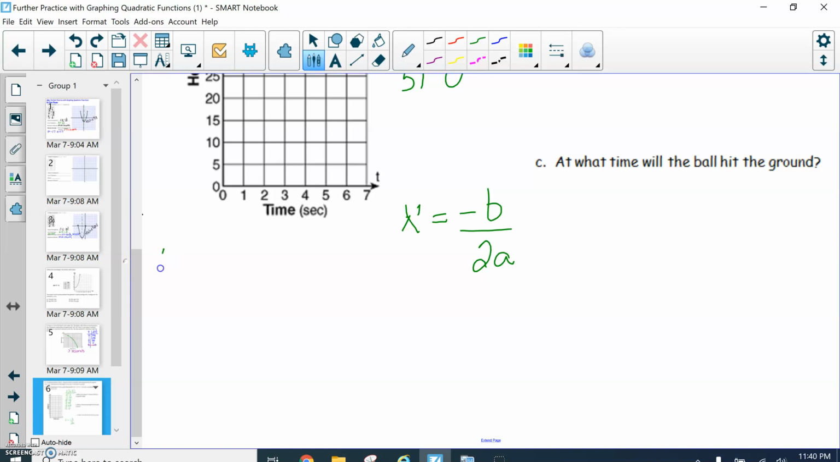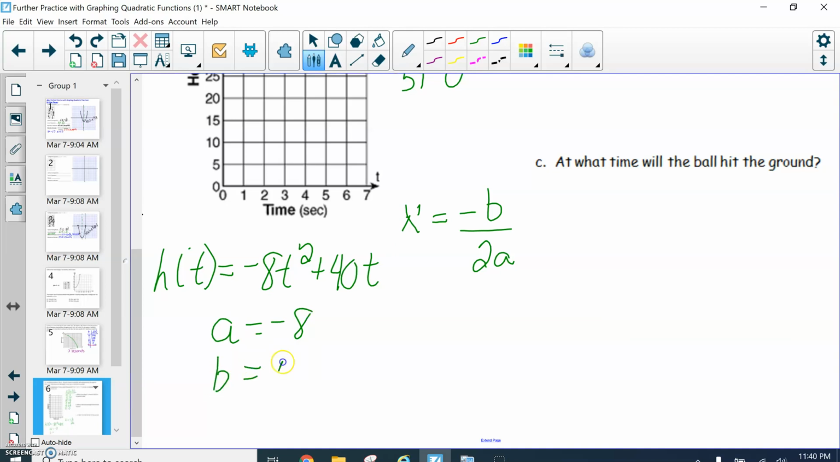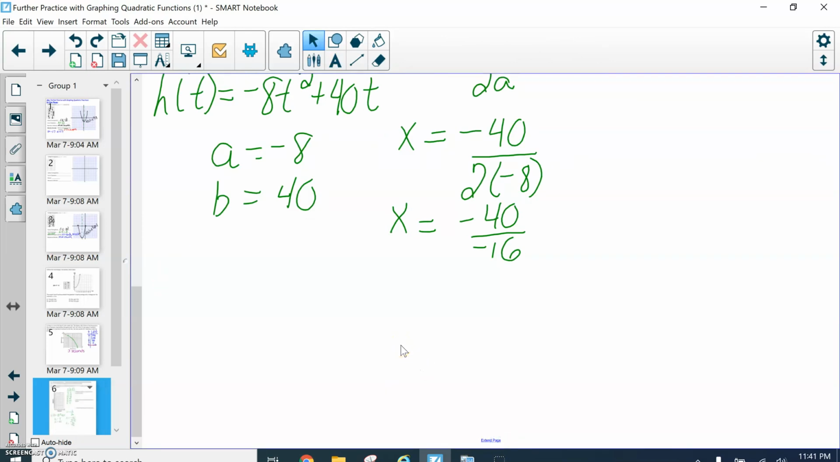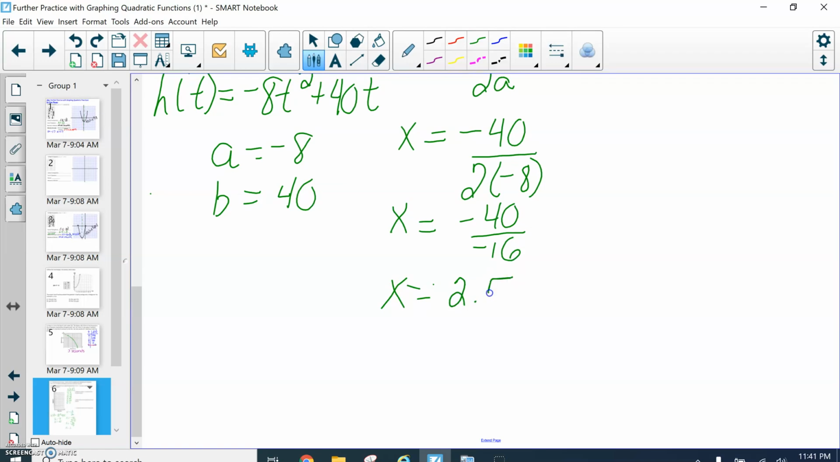All right, so if I go back to the equation given, negative 8t squared plus 40t, a is negative 8 and b is 40. Okay, so when I fill this in, we get x equals the opposite of b is going to be negative 40 divided by 2 times a, so 2 times negative 8. So x equals negative 40 divided by negative 16, which is positive 2.5. Okay, so we know that the axis of symmetry is x equals 2.5.